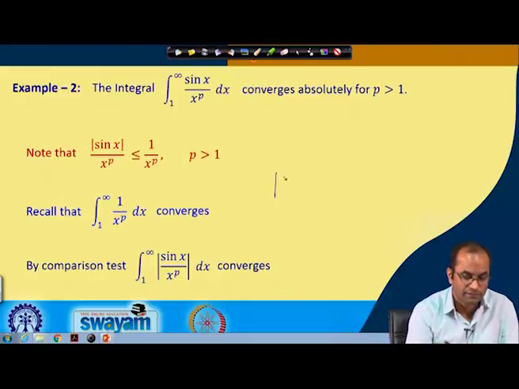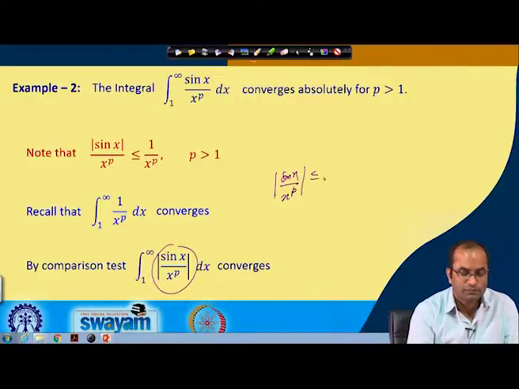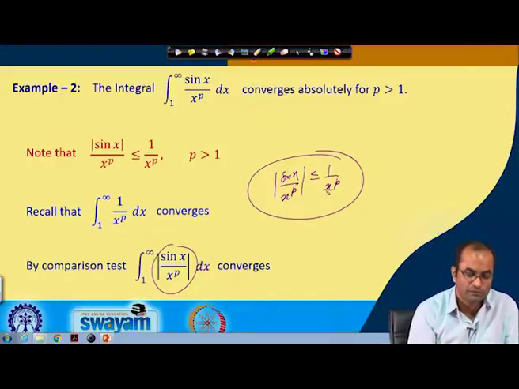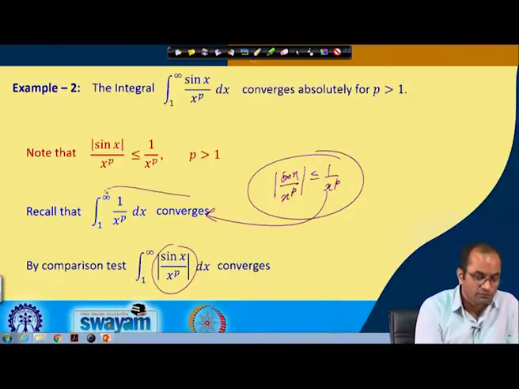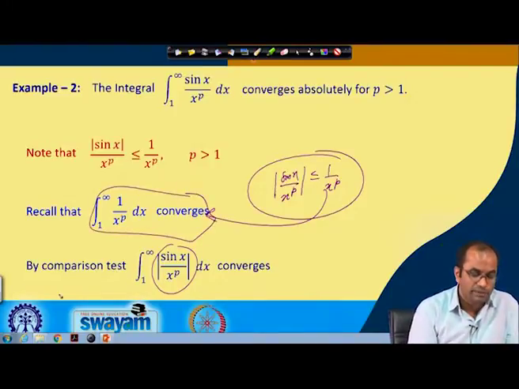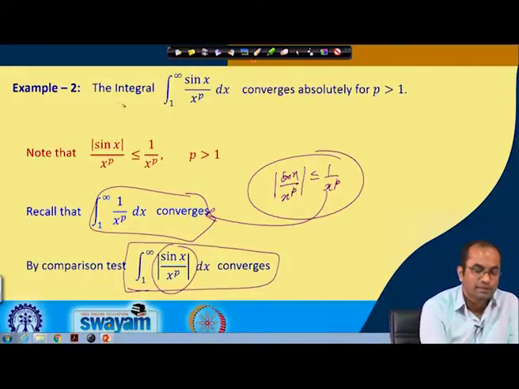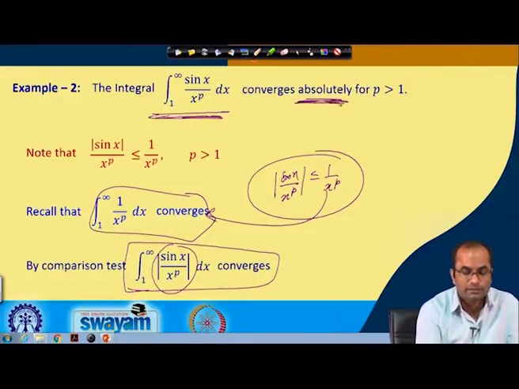We have taken the integrand, sin x over x to the power p, which was less than or equal to 1 over x to the power p, and we know the result that the integral of 1 over x to the power p from 1 to infinity converges. Therefore, by the comparison test we have shown that this converges, meaning that this integral, in other words, converges absolutely.